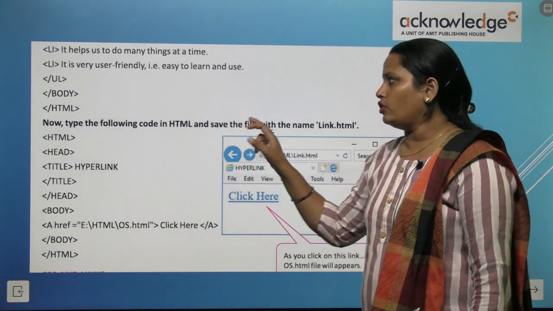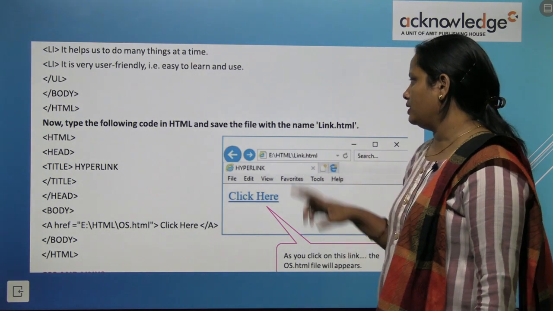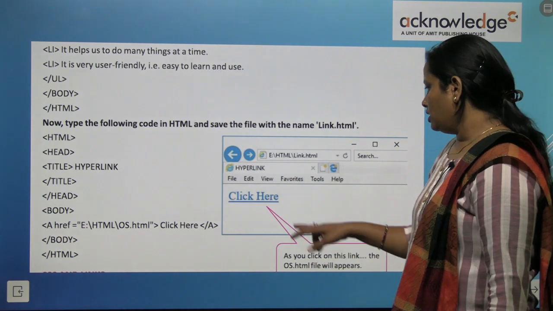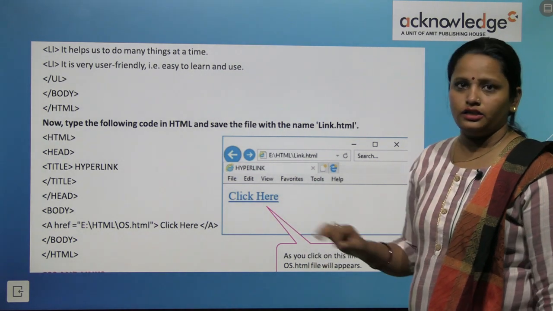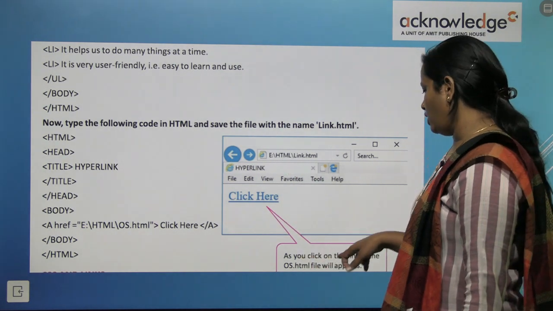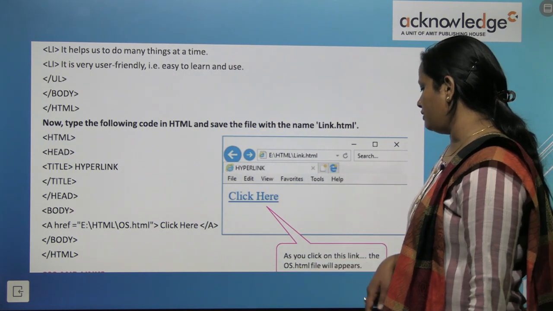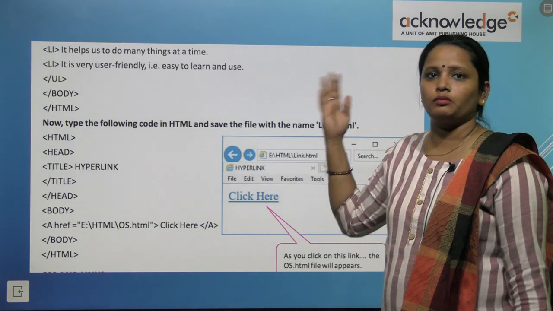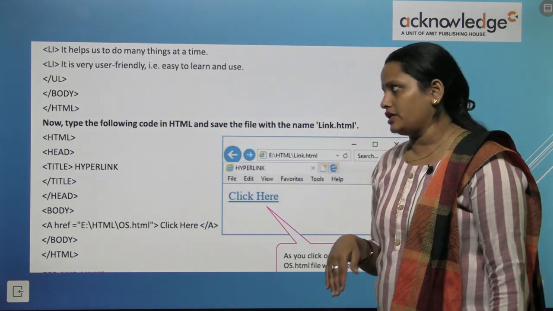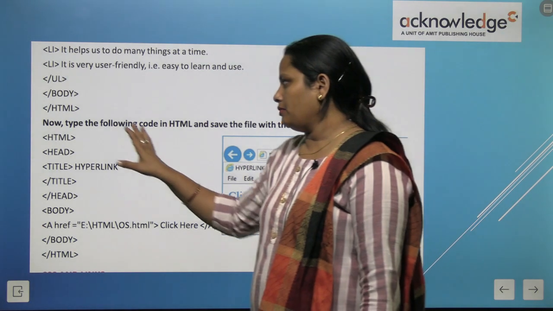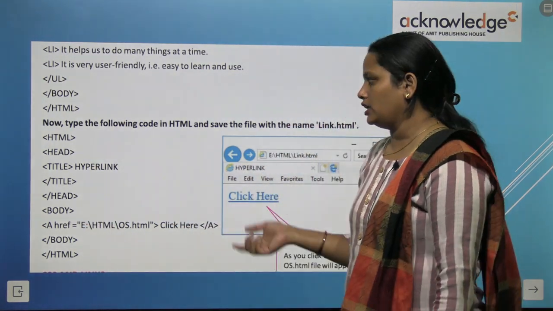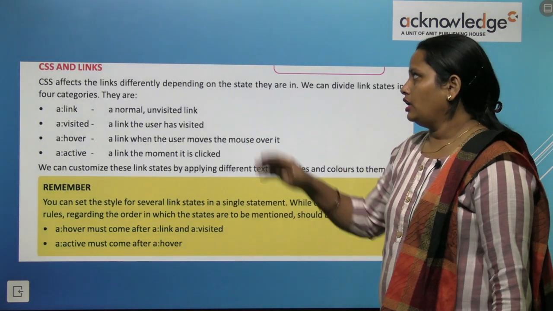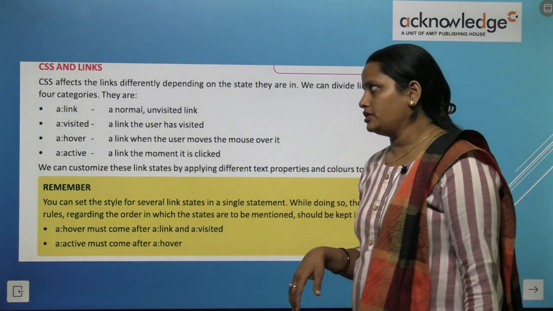Now type the following code in HTML and save the file with the name link.html. अब हमें ये क्लिक करना है, क्लिक हियर पे ये बनाना है हमें. So as you click on this link, the OS HTML file will appear. So जैसे हम यहाँ पे क्लिक करेंगे उस OS HTML फाइल जो भी हमने बनाई थी वो वाली फाइल हमारे सामने आ जाएगी. तो अब हमें ये सारी डिटेल्स जो दी गई है यहाँ पे ये हमें टाइप करनी है and then the result will be seen.